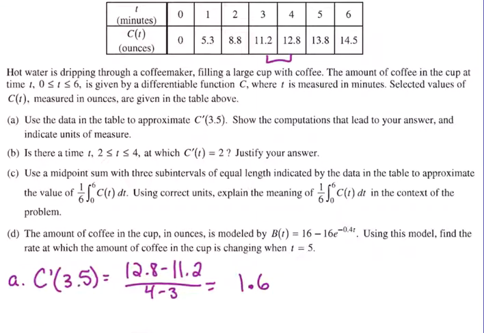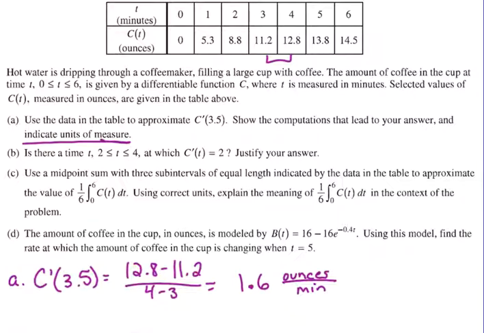So 1.6. Make sure you include units. We're talking about ounces per minute. Ounces were on top, minutes were on the bottom. Show the computations that lead to your answer. We did that, and indicate units of measure. So we're good. You get 1 point for the computation, or the approximation here of 1.6, and you get 1 point for your units. Because remember, anytime they say indicate units of measure, you can guarantee that they're going to be counting a point for units somewhere.